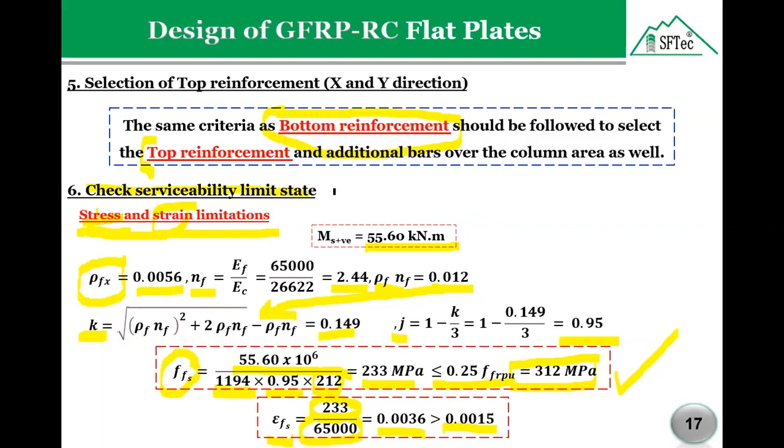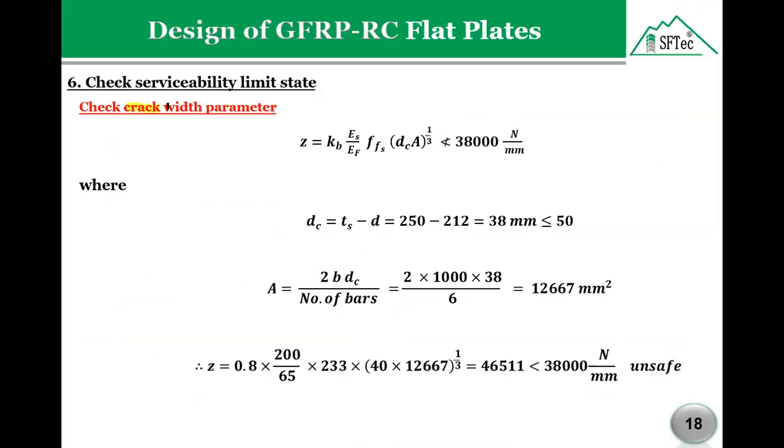However, if you are designing a concrete structure with FRP bars and your strain under full service load is less than this value, there is no need to go to the next step. However, when the strain in your bar under full service load is greater than 0.0015, it is time to check a factor called Z. Z is the crack width parameter. The crack width parameter Z can be calculated using this equation.